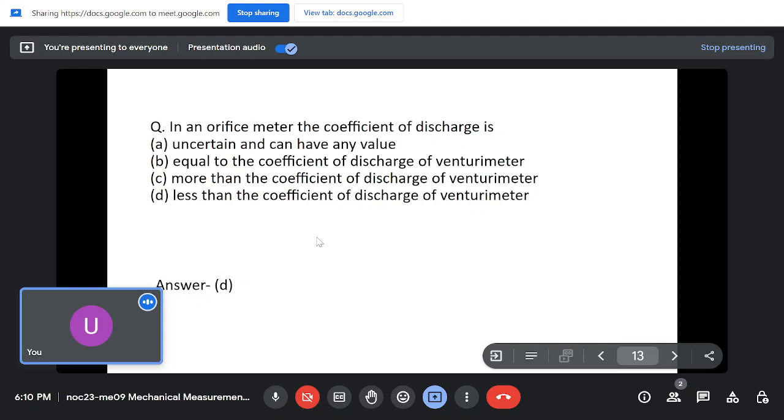And for this, the orifice meter is just a simple plate, while in a venturi meter you have a decrease in area and then an increase in area. So you have a throat section in the venturi meter, and on either side your area reduces and increases. In the orifice meter, you can have an idea that there will be more losses, so the CD will also be less. CD is kind of an efficiency, so it will be easier to understand that way. So CD for the orifice meter will be less compared to the venturi meter. So the answer is option D.